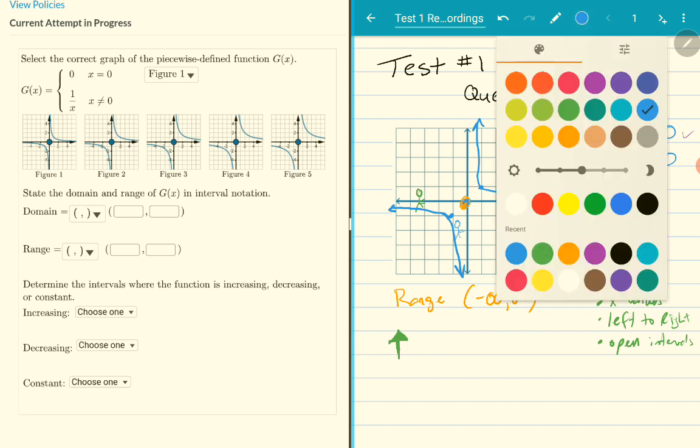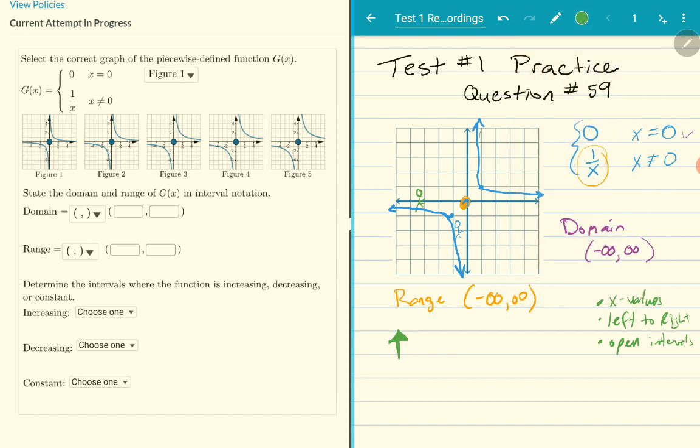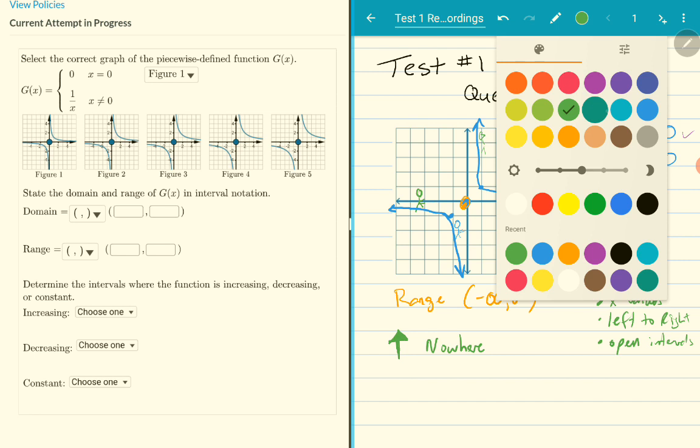It's so steep, and then when he comes back over here, he's still walking downhill. Now it's a really steep line, and then here he's still walking downhill. It's just not very steep. So at all places he's decreasing. There's nowhere that it's increasing. And then decreasing is everywhere.